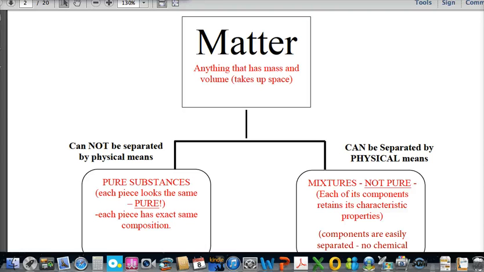So pretty much everything that you can think of would be considered matter. A couple of things that would not would be heat or light, both of which are forms of energy. Neither one has mass or takes up space, so they would not be considered matter. But for the most part, most other things that you can think of are considered matter.